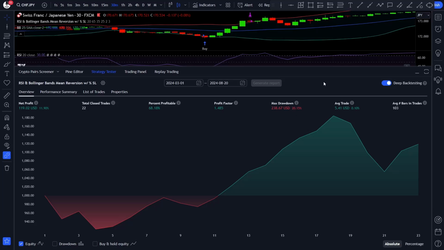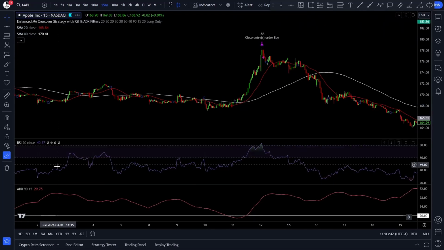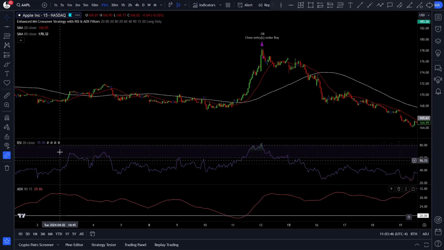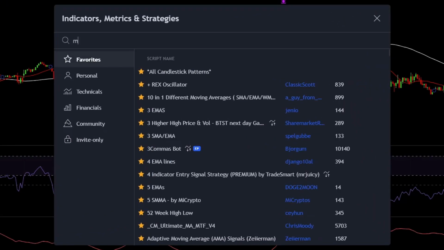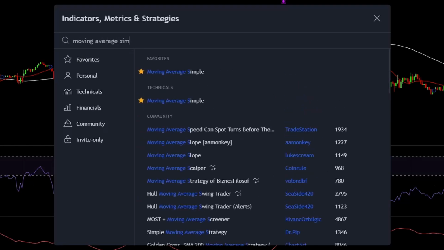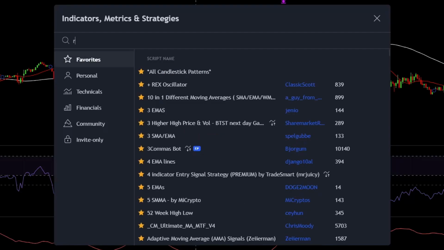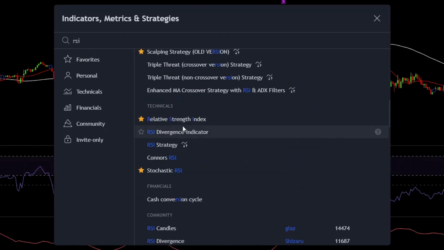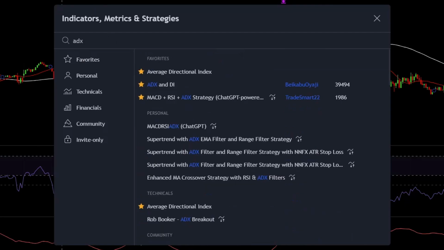Let's move on to the final third strategy, which is my favorite. Okay, for this strategy we will use 1, 2, 3, 4 different indicators. So let's add them to the chart. We will need two simple moving averages. So type in moving average simple, add this one 2 times, then type in RSI, add the relative strength index, this one, and finally the ADX, add this one.